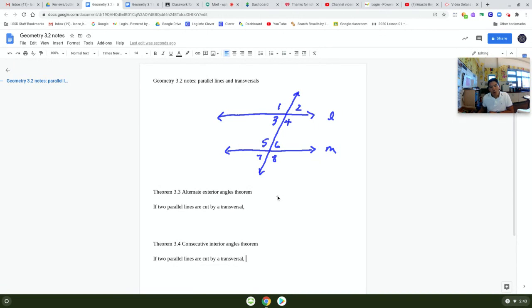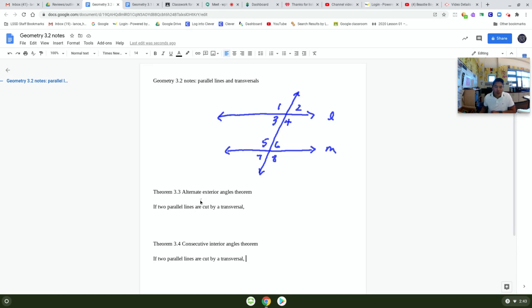So in part 1 of the video, we saw that corresponding angles are congruent, like angle 2 is congruent with angle 6, and so on. Alternate interior angles were congruent. Angle 3 is congruent with angle 6, and angle 4 is congruent with angle 5. Those are the pairs of alternate interior angles.